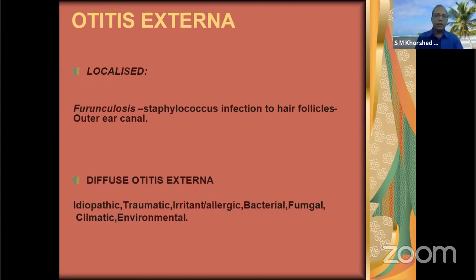The outer part is cartilaginous, the inner part is bony. The outer part has hairs and vibrissae, and sebaceous and sweat glands. We have differentiated these two parts. The inner part is firmly adherent to the bone, highly sensitive, but has no hair follicle. So the infection is in the outer part of the ear canal.